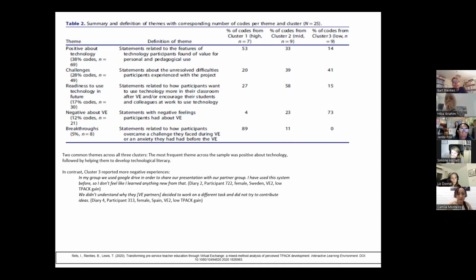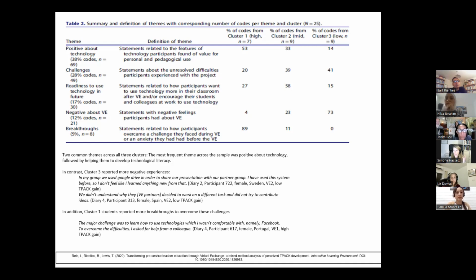in the diary. So for example, one student wrote, in my group, we use Google Drive in order to share a presentation with our partner group. But this student indicated, it's a female, she had used the system well before. So she indicated she didn't learn that much because she already knew how to work with the system. And another person from Spain said, I didn't understand why they decided to work on a different task and didn't contribute to any of the ideas. So that's one group of participants.